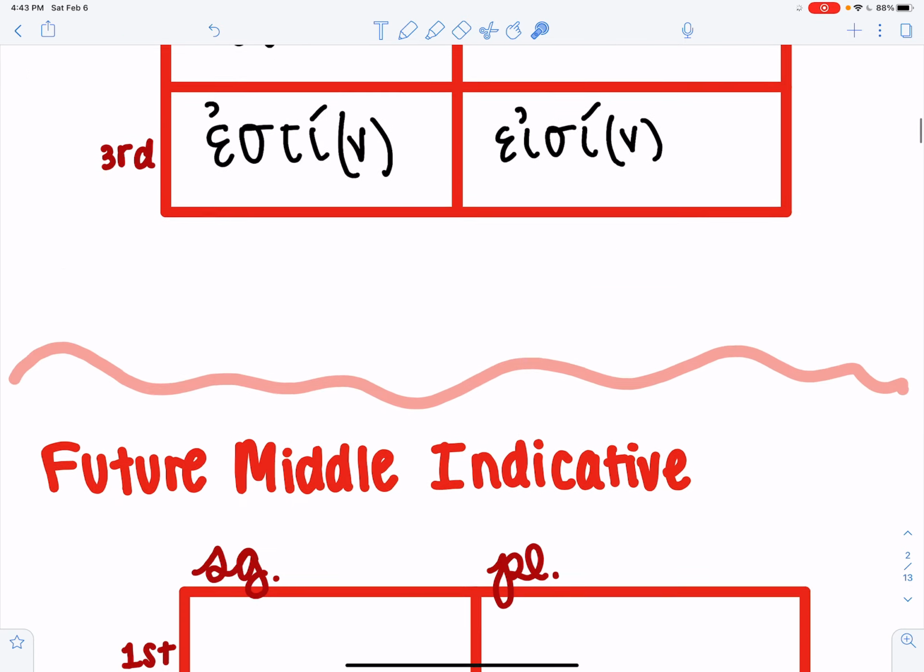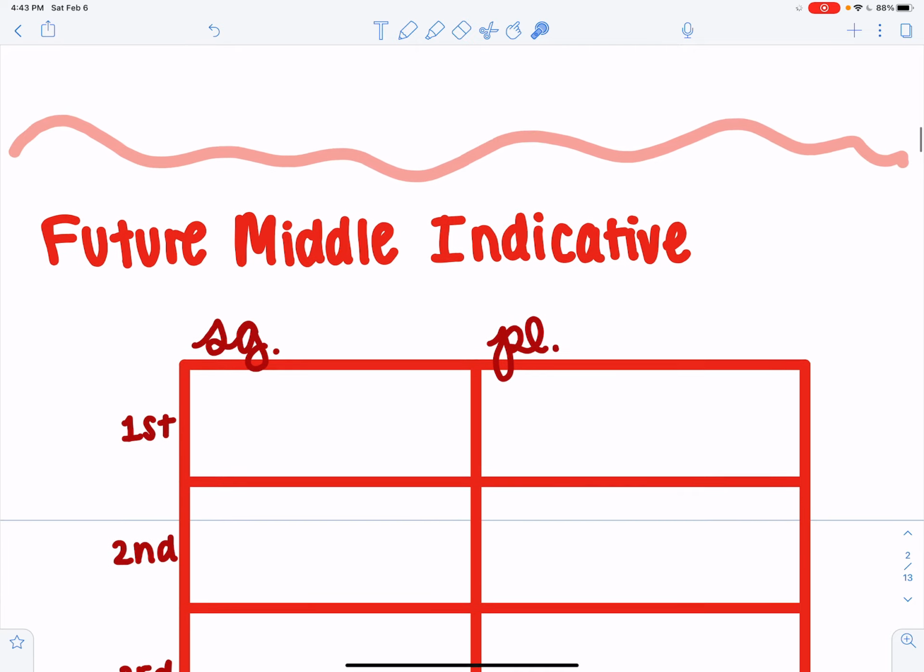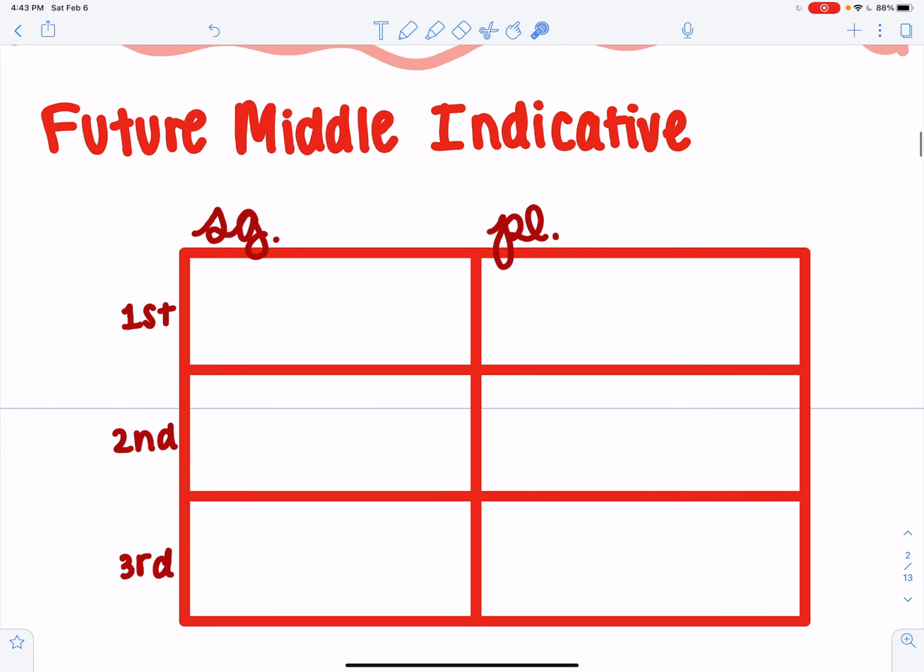Now we're going to look at future middle indicative. These, again, unfortunately, are going to look totally new. Not anything like what we just did, but that's okay. We're just going to keep plugging along. So first person singular is esomai, epsilon, sigma, omicron, mu, alpha, iota. Esomai. And you have smooth breathing and an acute on that first epsilon.